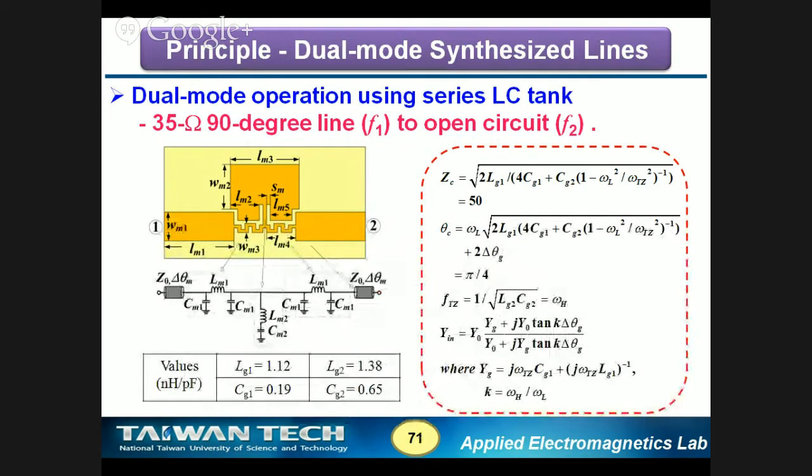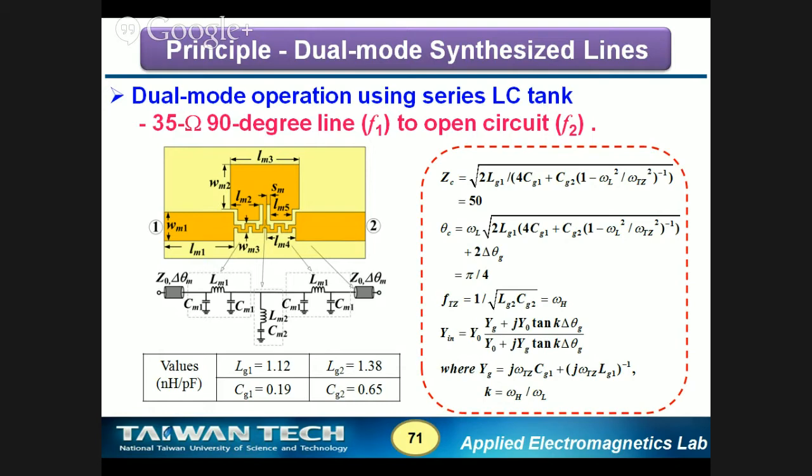And for this line, this is another example. We would like the line to have 35 ohm and 90 degrees at the low frequency, but become an open circuit at the other frequency. This is our typical circuit topology. Just forget about this parasitic capacitance, which is the capacitance of the inductance. Then we will have a series LC tank here.